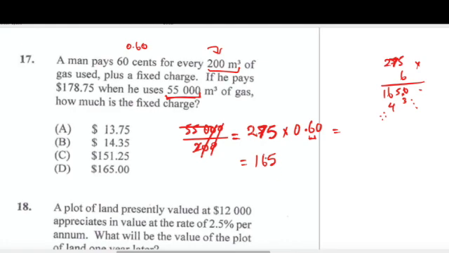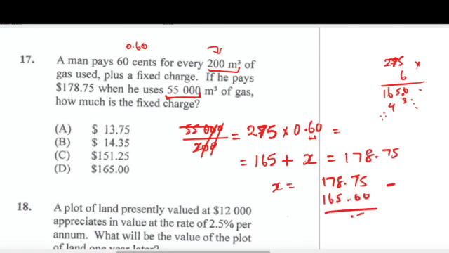$165 he would have to pay, plus the fixed charge will give him the 178.75. So that means that the fixed charge will be 178.75 minus 165.00. So we'll have the 75 on this side. 8 minus 5 is 3. 7 minus 6 is 1.